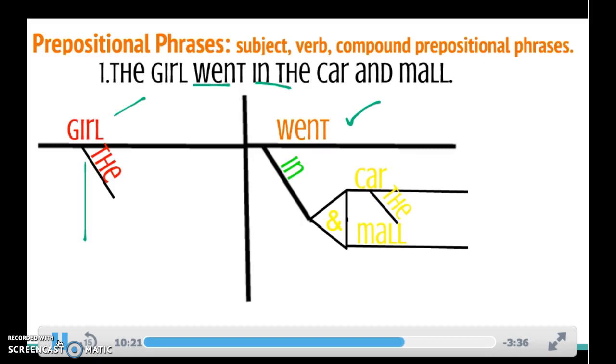Then we're going to locate what's this word. In this phrase, in the car and mall. So in is a preposition. We have a prepositional phrase right here. And then we're seeing the car and mall has a conjunction. So we need our pencil.